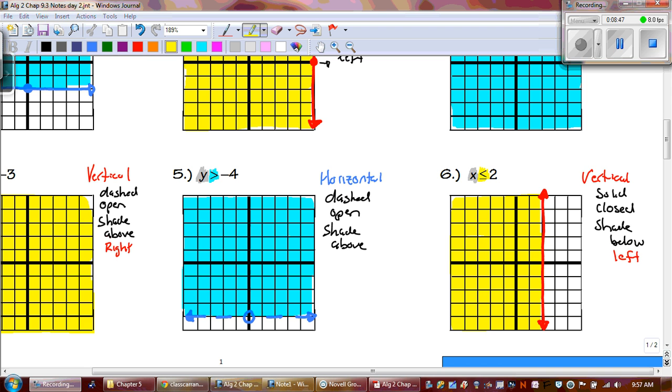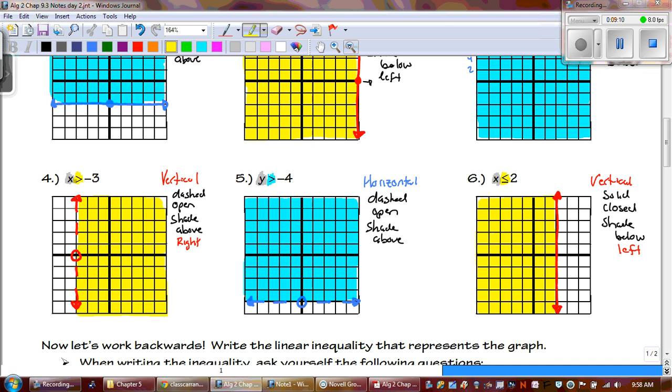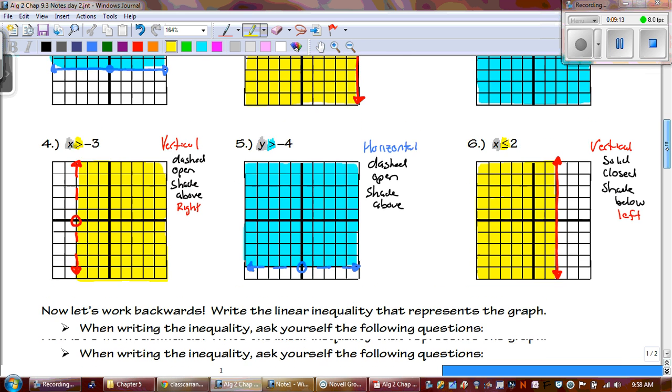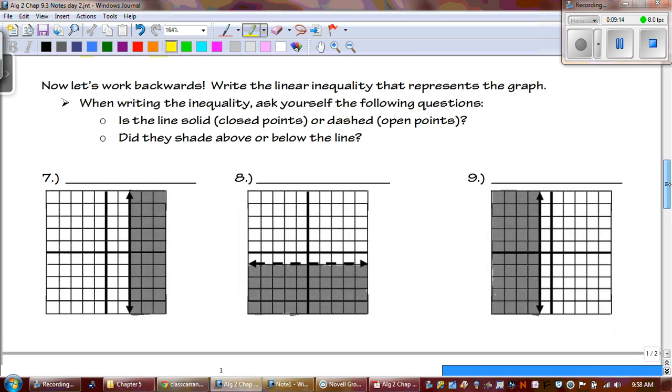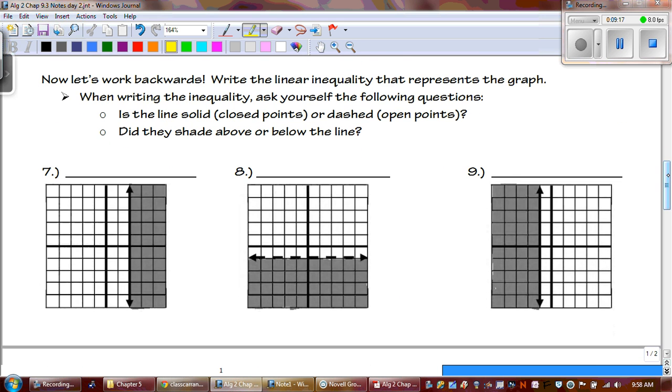Okay, and there we go. So 5 was a horizontal line. It's dashed, which means we have open points, and we had to shade above. For number 6, x, so it's a vertical. It was less than or equal to, so it was solid with closed points, and we shade below. And for an x, when we shade below, that means to shade to the left. Okay? All right. Now let's work backwards.